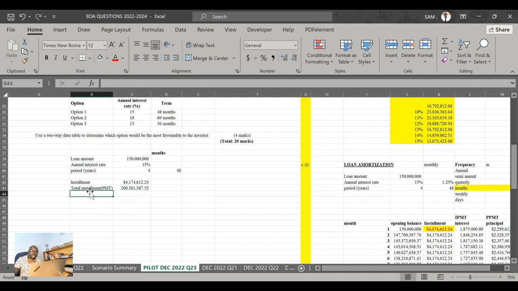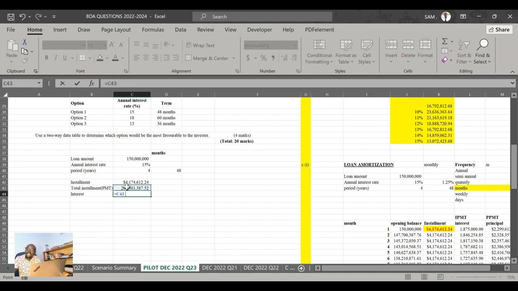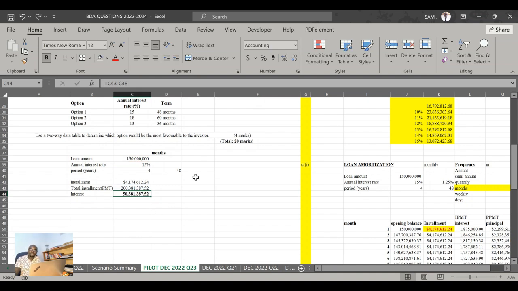Now, when doing the loan amortization, the installment amount has both an interest element and a principal element. So I would want us to separate the two. How do we do that? To get the interest, this payment amount, which is 200 million, if we take off the principal amount of the loan, whatever you remain with is the total interest. Now if I hit Ctrl+Enter, our total interest at the end of the 48 months is 50 million.